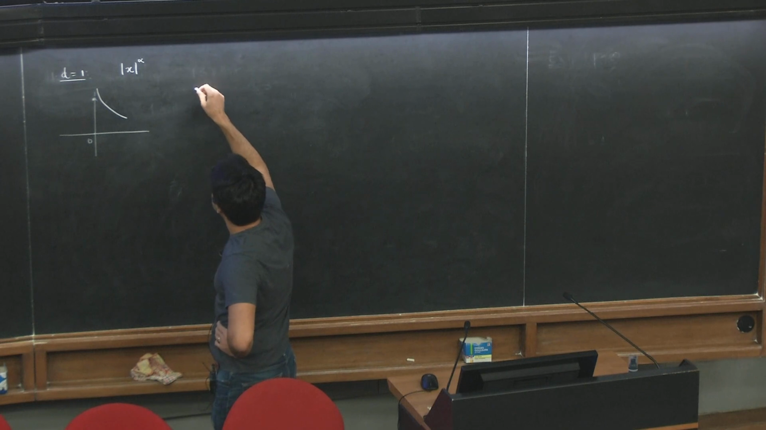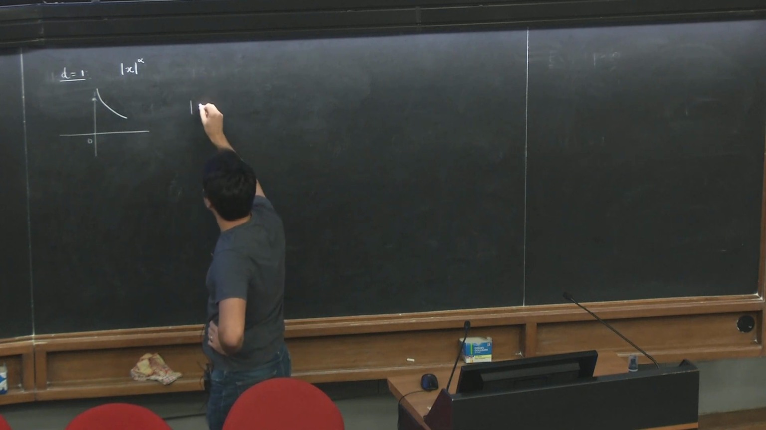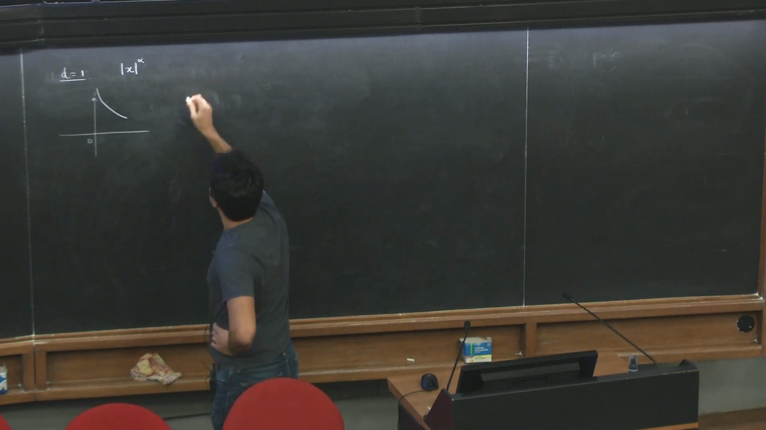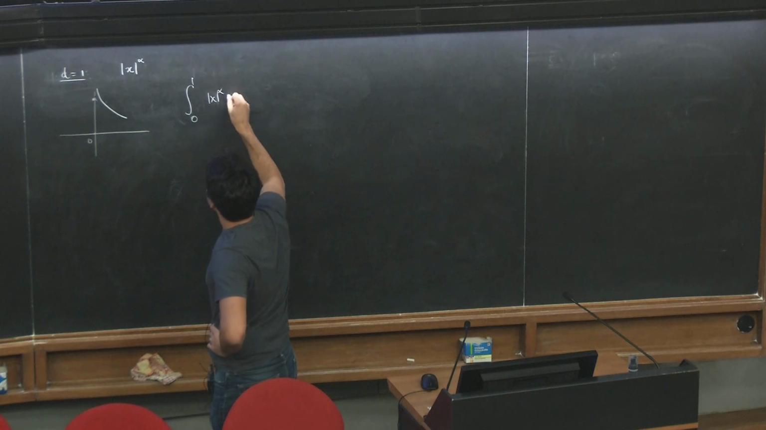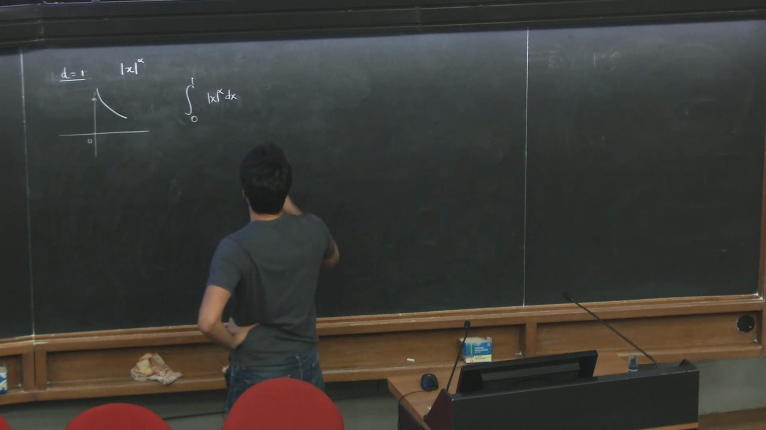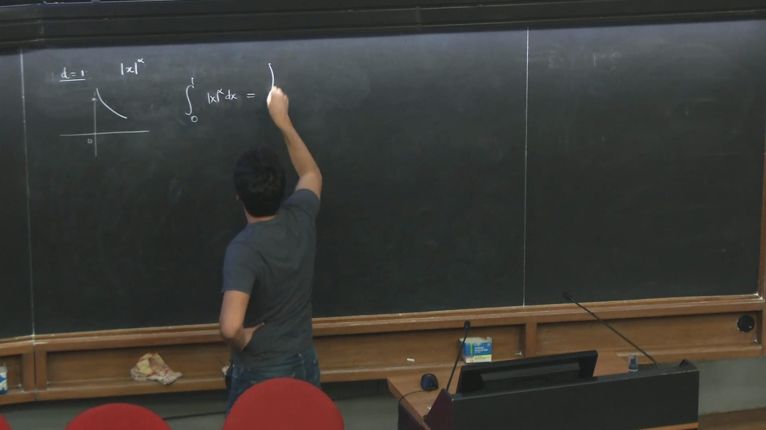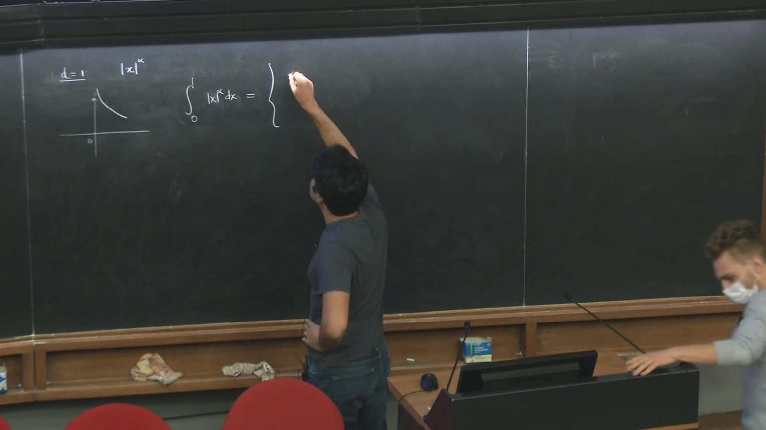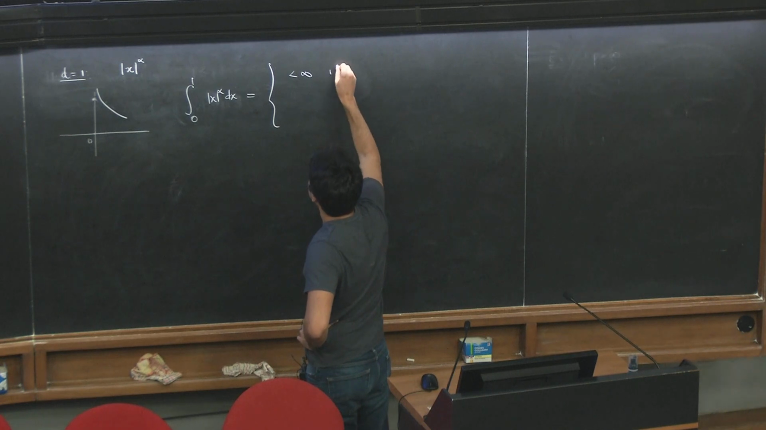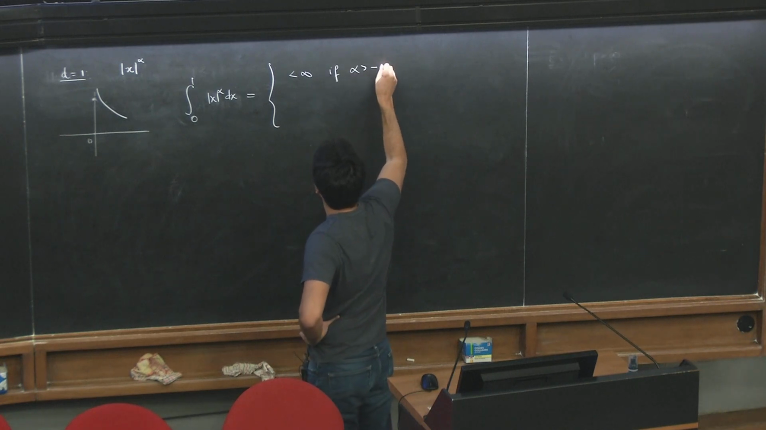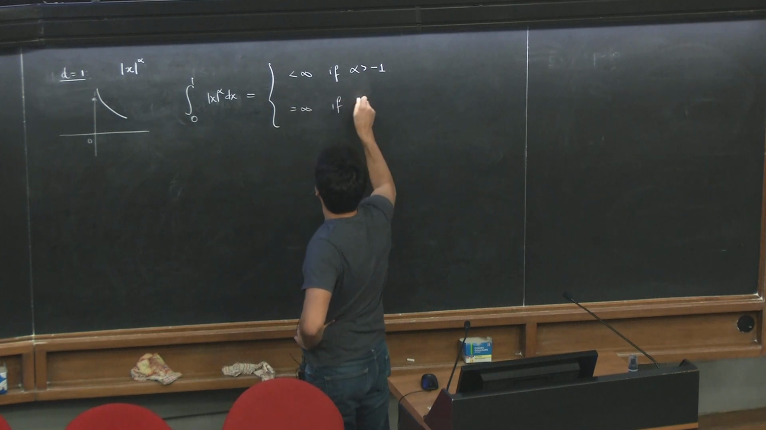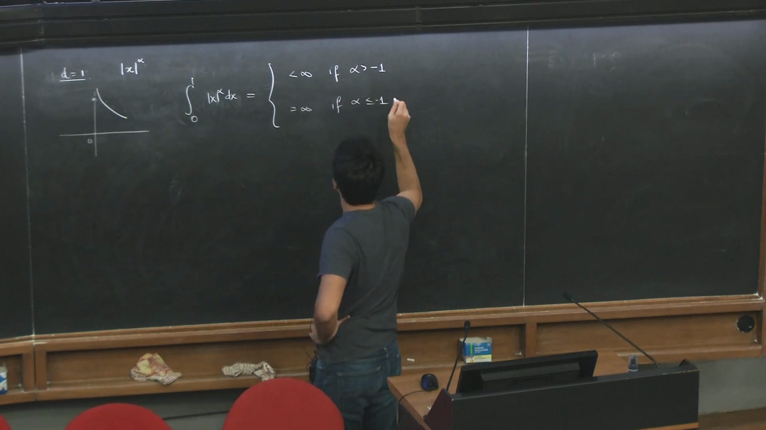So I want to say this x to the alpha. So the integral, let's say from 0 to 1 of x to the alpha dx is going to be finite for any alpha which is bigger than minus 1. And this is going to be infinity if alpha is less than or equal to minus 1.